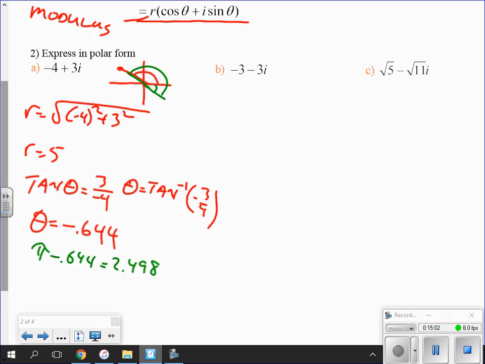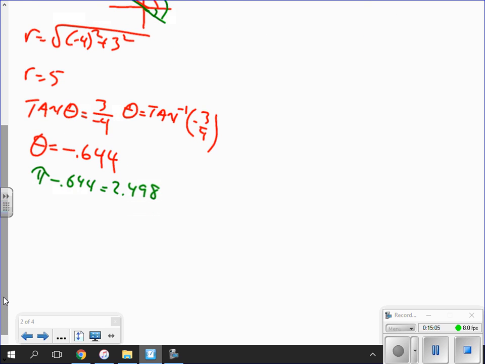Yeah, it's kind of a pain because it doesn't work out exactly, but that's not a big deal. So our polar coordinates would be 5 times cosine of 2.498 plus i sine of 2.498. Yes, I know it's not like a pi over 3 or pi over 6 like we've been doing. Life sometimes is messy. You've got to learn how to deal with messy stuff that doesn't end up exactly where you want it to be.